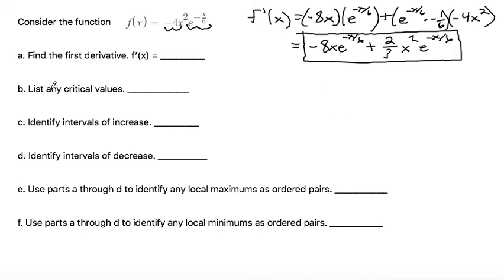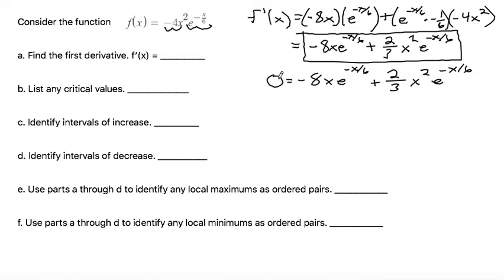The next part of the question asks us to list any critical values. So to list any critical values, we need to set our derivative equal to 0. So 0 is equal to negative 8x e to the negative x over 6 plus 2/3 x squared e to the negative x over 6. From here we need to try to solve.